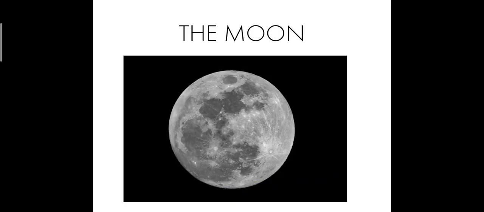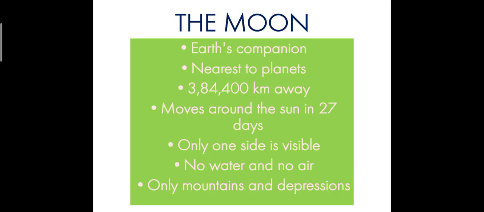Children, next learn about the moon. The moon looks like something like this, right? We can see some shadows on the moon, right? So, children, the moon is the Earth's companion. Why? Because it rotates around the Earth. It is nearest to all the planets. Every planet has its own moon, right? So it is nearest to planets.